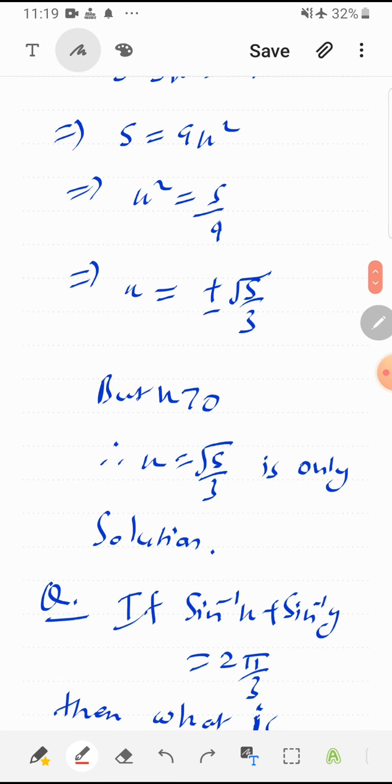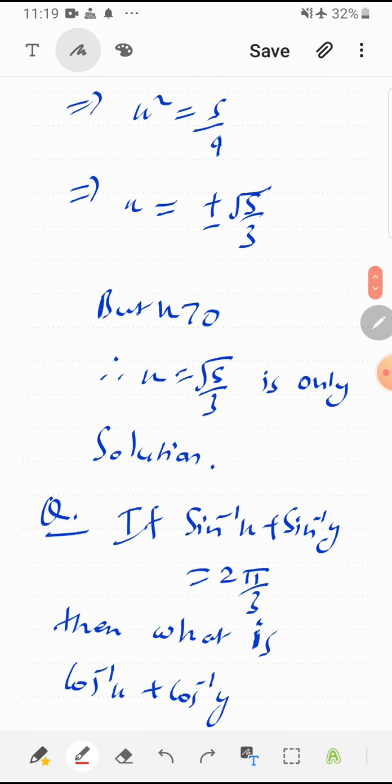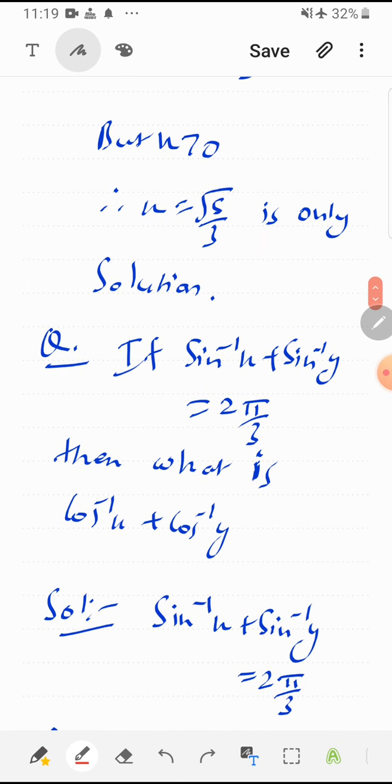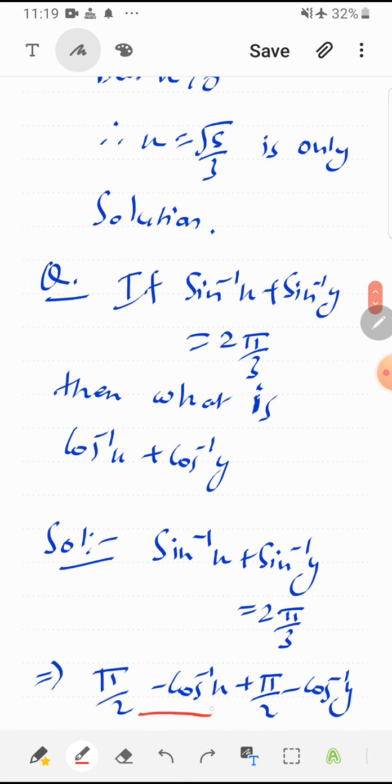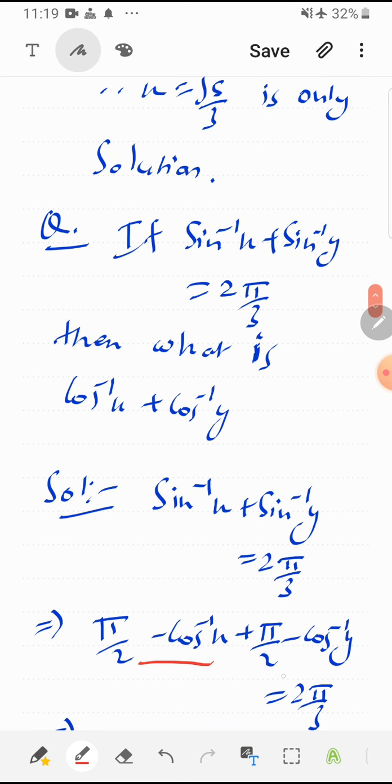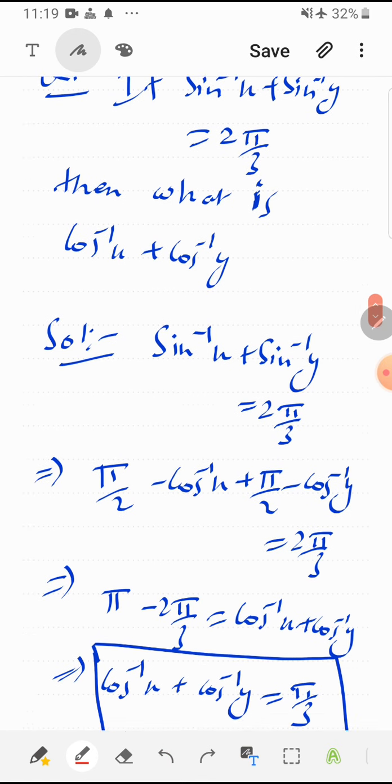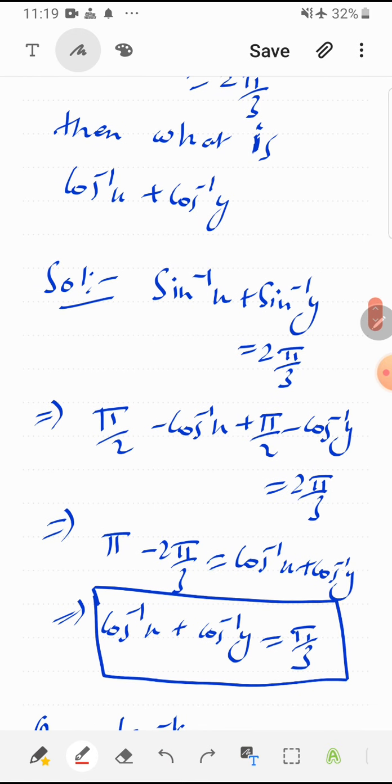So the next question is very simple. If sine inverse x plus sine inverse y is equal to 2 pi by 3, then what is the value of cos inverse x plus cos inverse y? This kind of question can be asked as a 1 mark question. So I will use the formula sine inverse x is pi by 2 minus cos inverse x, and similarly sine inverse y is pi by 2 minus cos inverse y. That's it. Then I will shift the terms containing cos inverse to the right hand side, the rest to the left hand side, and hence I will get the value of cos inverse x plus cos inverse y as pi by 3.